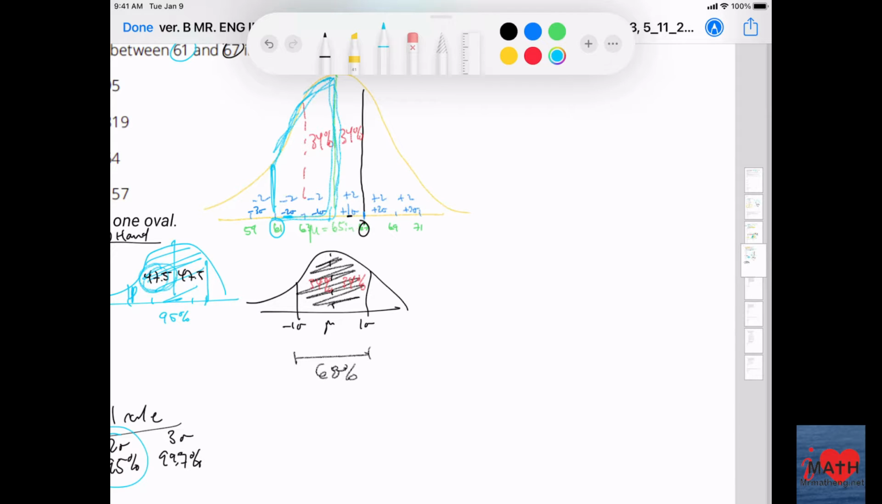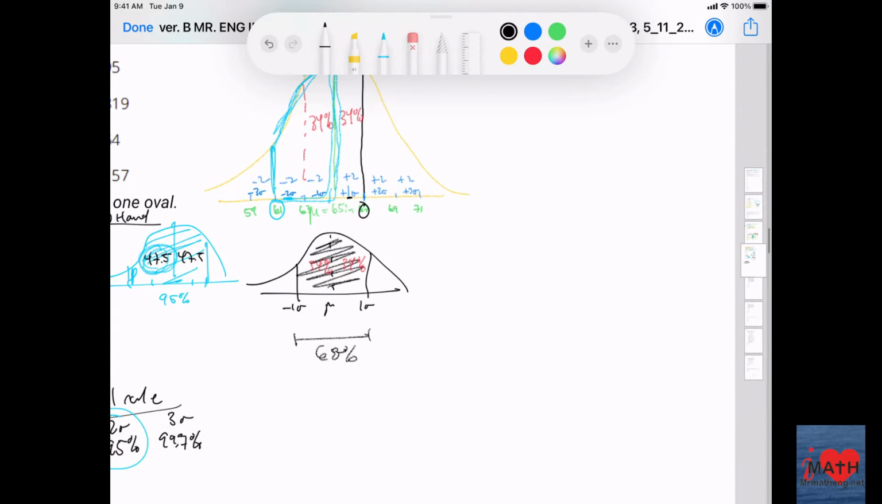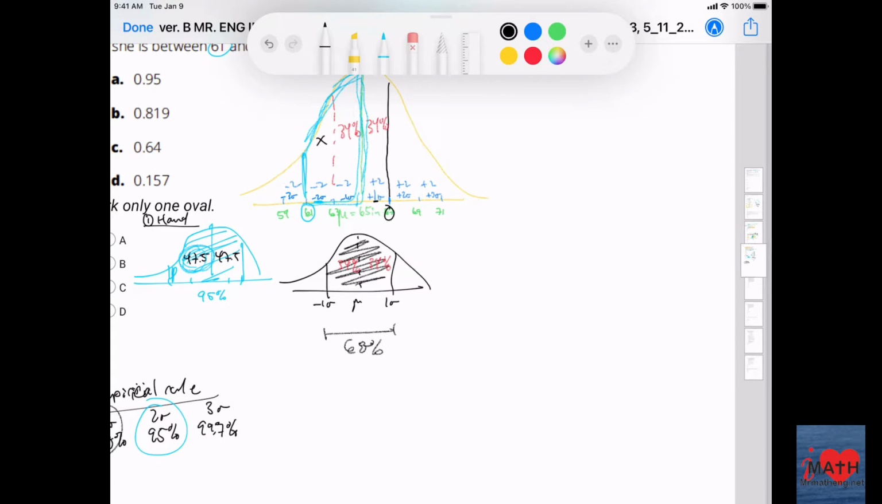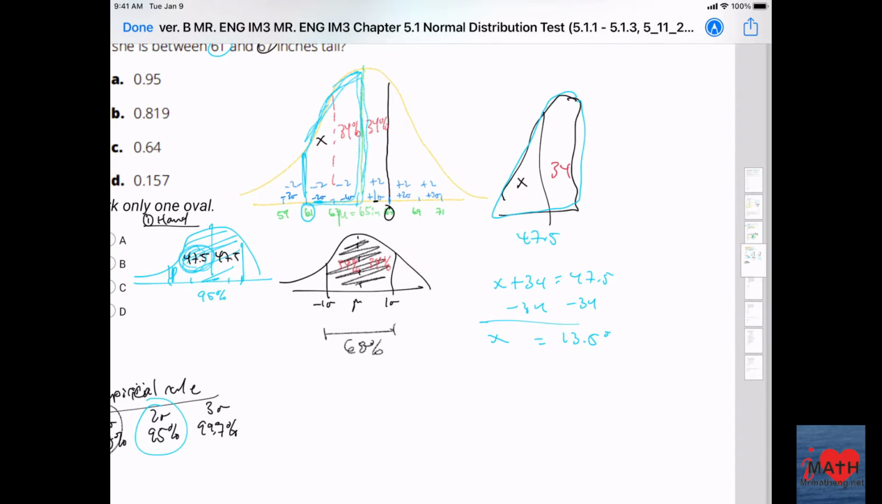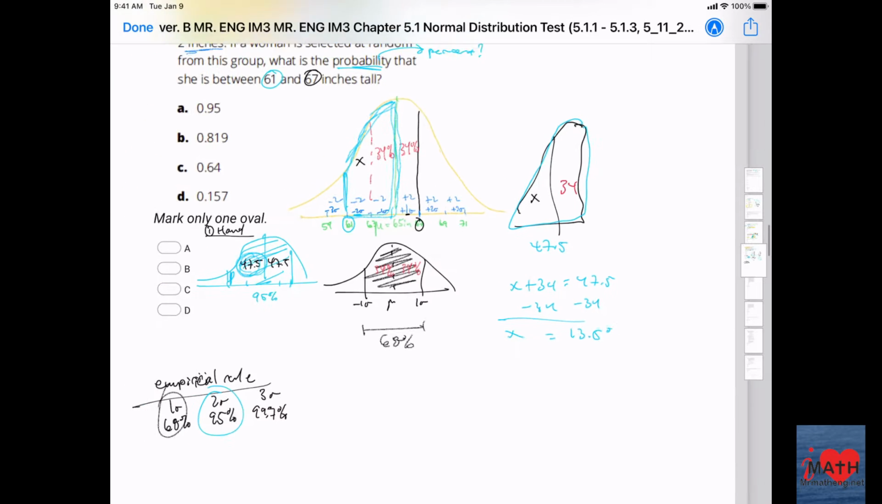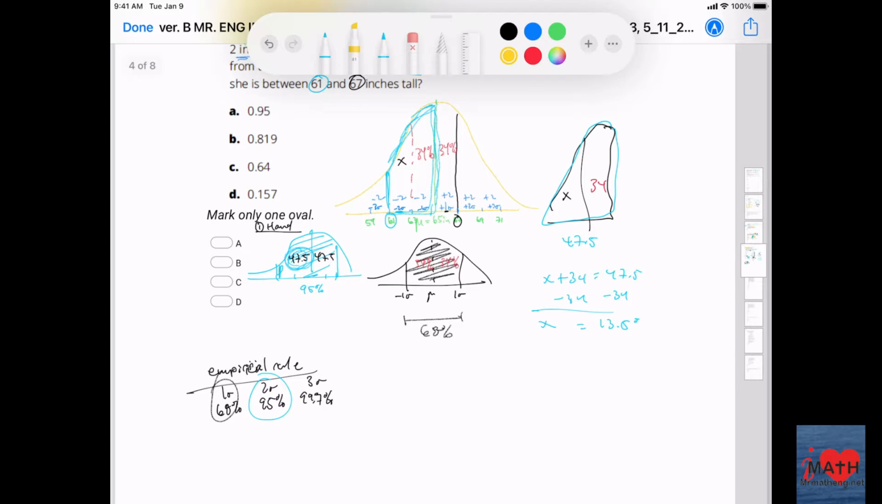has to equal 47.5. So I'm going to call this one X. So essentially you have X and 34, and the whole thing was in blue 47.5. So X plus 34 equals 47.5, and you subtract 34, you'll get X to be 13.5%. So just that yellow region is going to equal 13.5%.